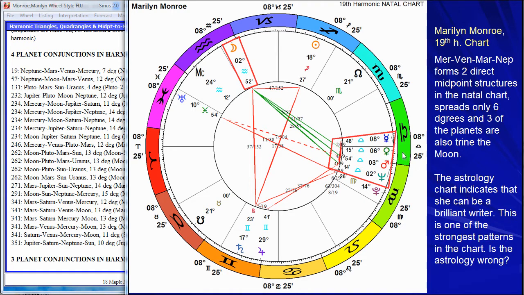So here's that 19th harmonic, all those midpoint structures between Mercury, Venus, Mars, Neptune, and Pluto. And these planets are in 19th harmonic. Very clearly a writer, a playwright, a person who develops good plots and themes, imagination. She could be a brilliant writer. This is one of the strongest patterns in the chart.